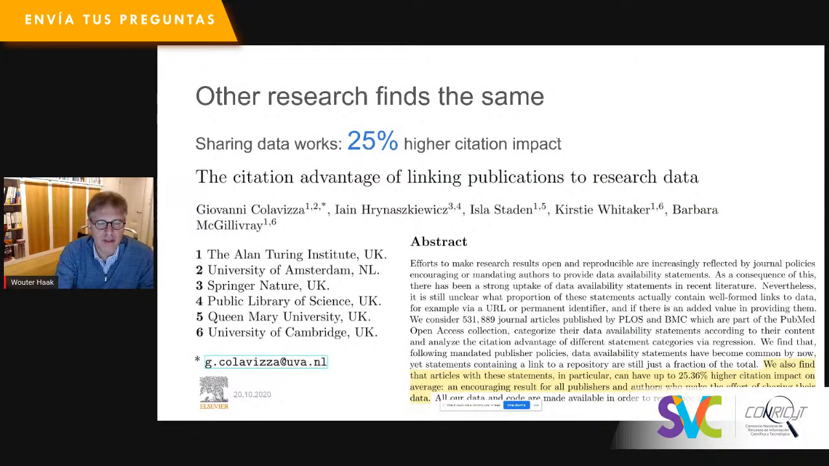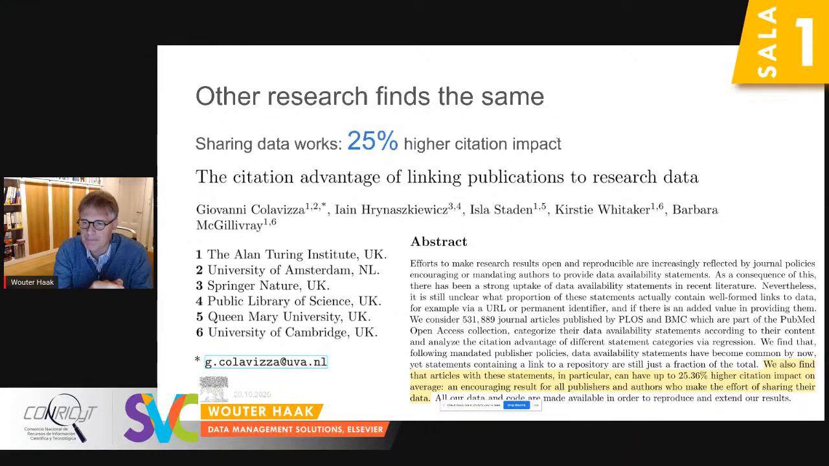I want to point out that we're not unique in making this claim. There's a nice article here that I want to point out to you, where they did a different analysis and they looked at all the outputs from a variety of publishers across domains, by PLOS and BMC, all part of the PubMed database, and they found the same correlation. So they found a correlation that when articles are linked to data, there is a 25% citation impact. That's a lot.